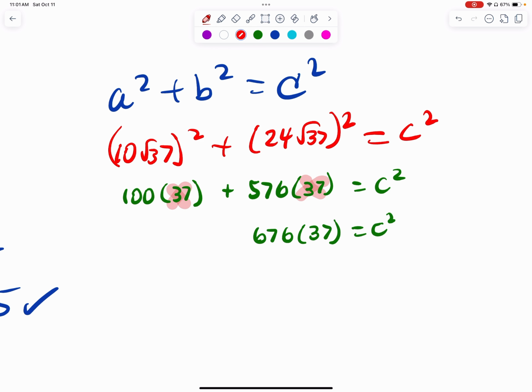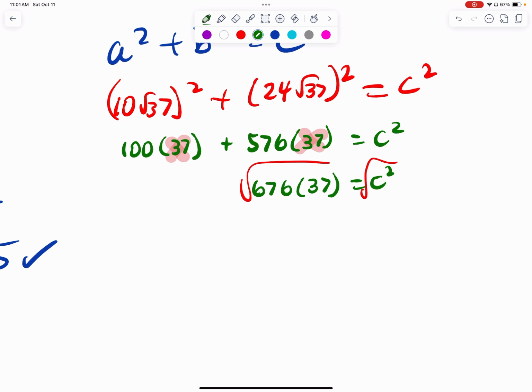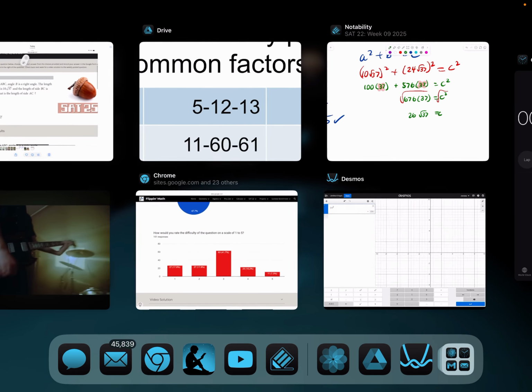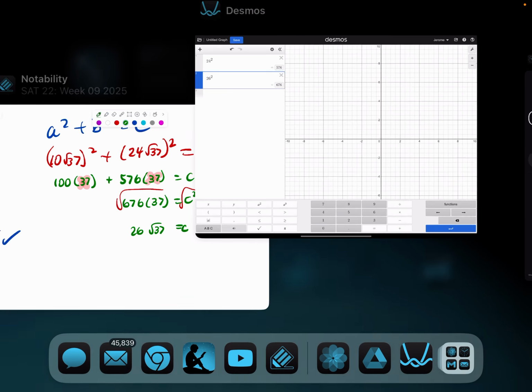And then, of course, we know that we're taking the square root. If I am not mistaken, over here, the square root of 676 is 26, and then we would have our square root of 37. Let's just double check that real quick. 26 squared, yeah, 676. So there you go.